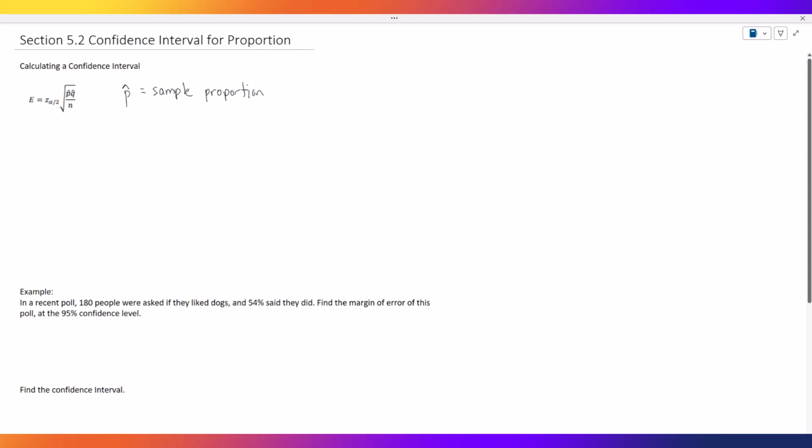And then q hat is really the failures, and so for most of them it's just 1 minus p hat. And some texts just jump right to this. These are the failures. So we've got successes and failures, and n is our sample size, not new to us. And then the critical value, that's z alpha over 2. Again, not new to us.